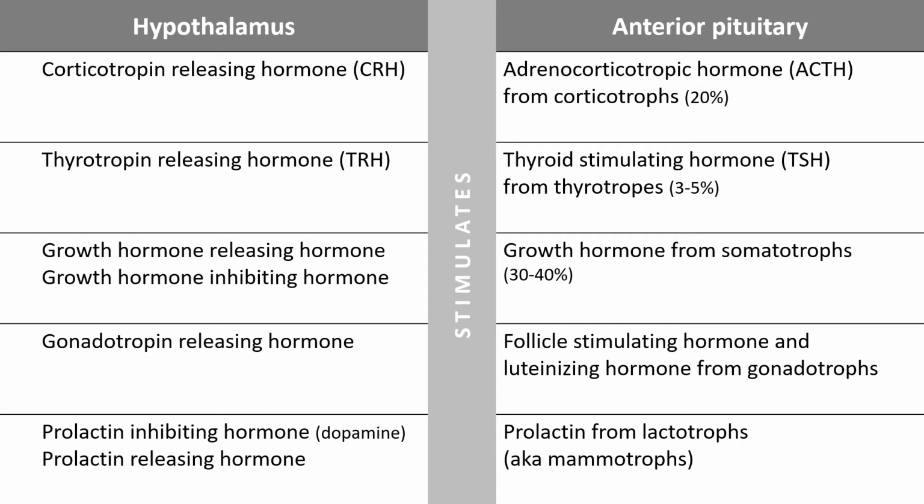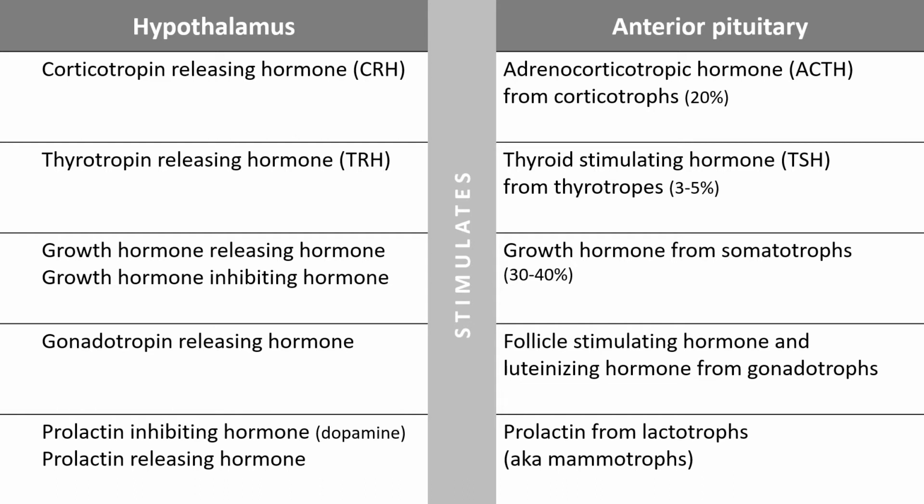Thyrotropin releasing hormone, please note that it is not thyroid releasing hormone, it's thyrotropin releasing hormone, TRH. Again, synthesized and secreted by the hypothalamus, it travels to the anterior pituitary and stimulates the secretion of thyroid stimulating hormone from thyrotropes. Sorry, these are tropes with no H. Only 3 to 5% of the anterior pituitary is made up of these thyrotropes.